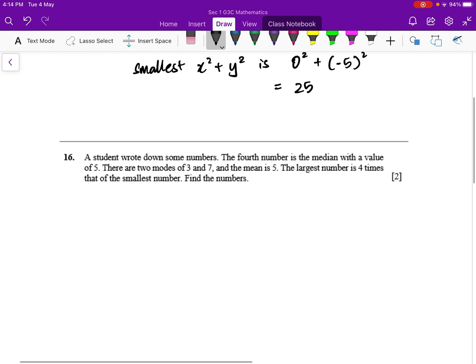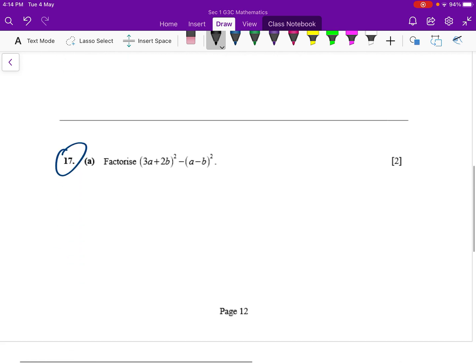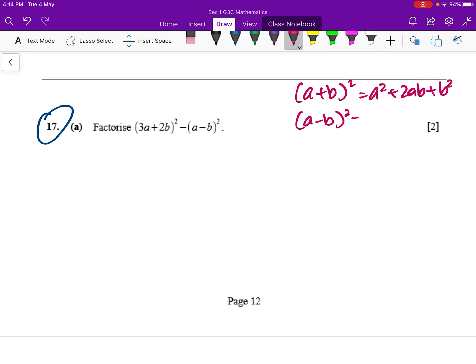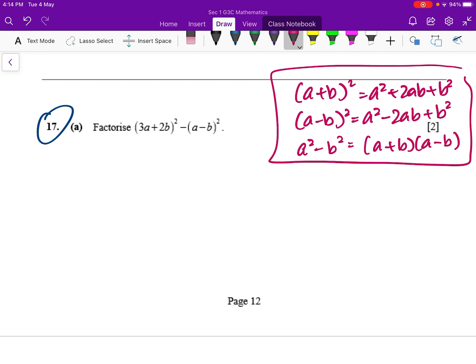Okay, question 16 was quite well done. Now let's move on to 17a. When you see this, don't be scared. You have to remember the three things I told you to memorize, which is a plus b squared: a squared plus 2ab plus b squared. Now a minus b, when you square, you get a squared minus 2ab plus b squared. And finally a squared minus b squared, which is a plus b, a minus b. These three of them you have to know at your fingertips, left to right, right to left.